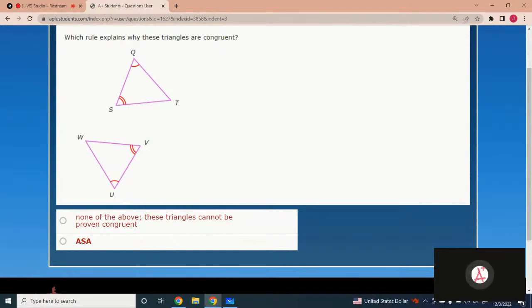Which one is the correct option? Angle, side, angle, or none of the above? These triangles cannot be proven congruent. Which option is the correct one? Option 1 or option 2? The triangles are not congruent.